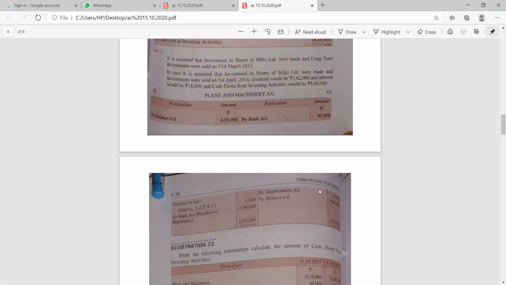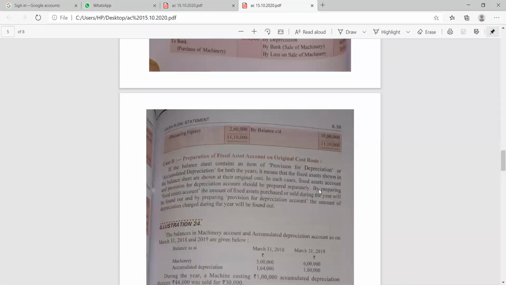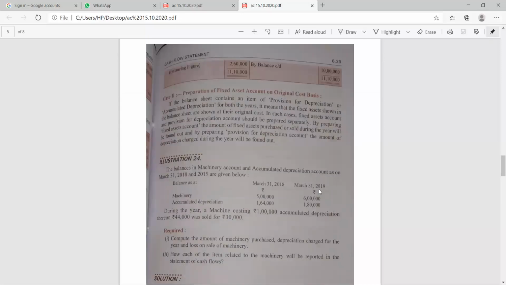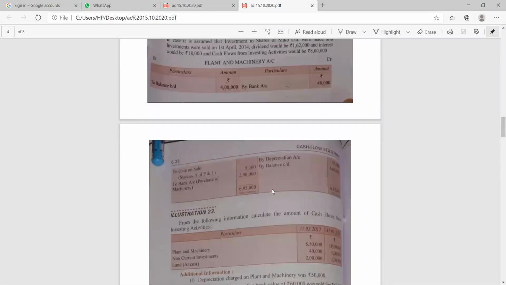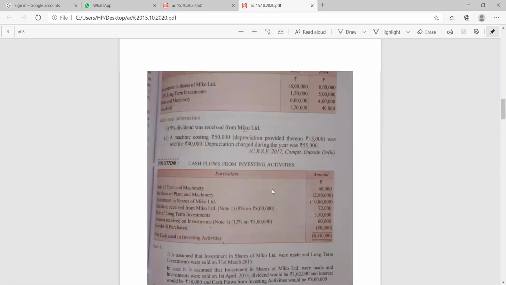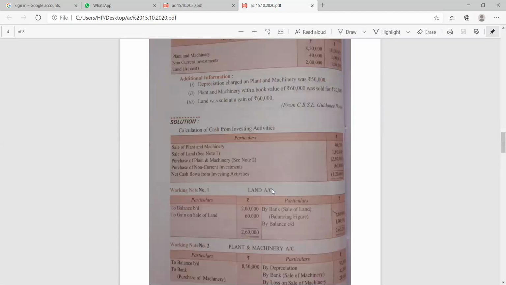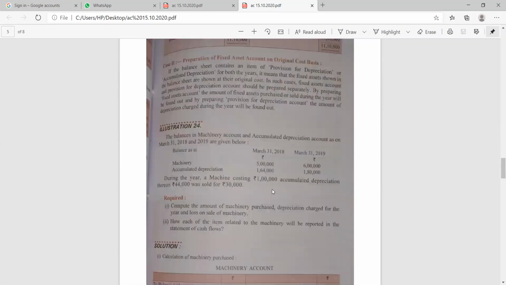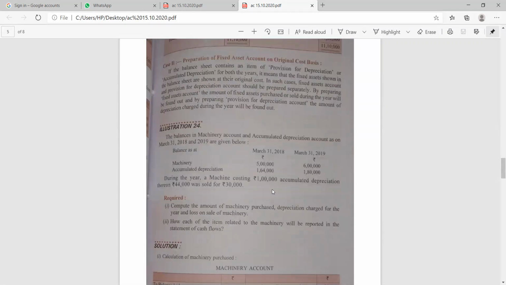Now let's come to the next point, in which along with machinery, the value of the asset, the accumulated depreciation is also given to us. Whenever this type of information is given to us, how do we deal with this? The previous questions, illustration numbers 23 and 22, are very similar to the point that we have discussed. So you have to do it yourself, and feel free anytime to ask a query if you find any difficulty in that. Now case 2, when the fixed asset account is given on the original cost basis.